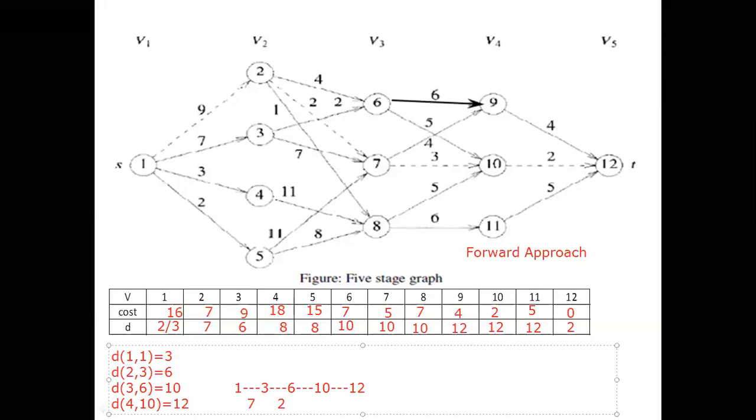And 6 to 10. The value is 5. And 10 to 12, what is the value? It is again the same as the previous value, 2. Just add it: 7 plus 2 plus 5 plus 2. Again, it is going to be 16.